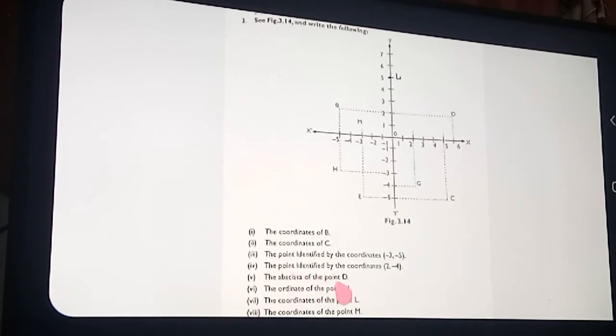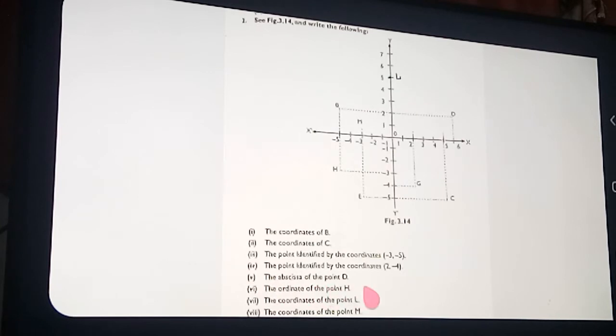The abscissa of the point D. What is meant by abscissa? Abscissa of a point. Abscissa means what? Yesterday the teacher in the video explained it. Abscissa means the x coordinate of a point. What is abscissa? The x coordinate of any point is called abscissa. Clear?